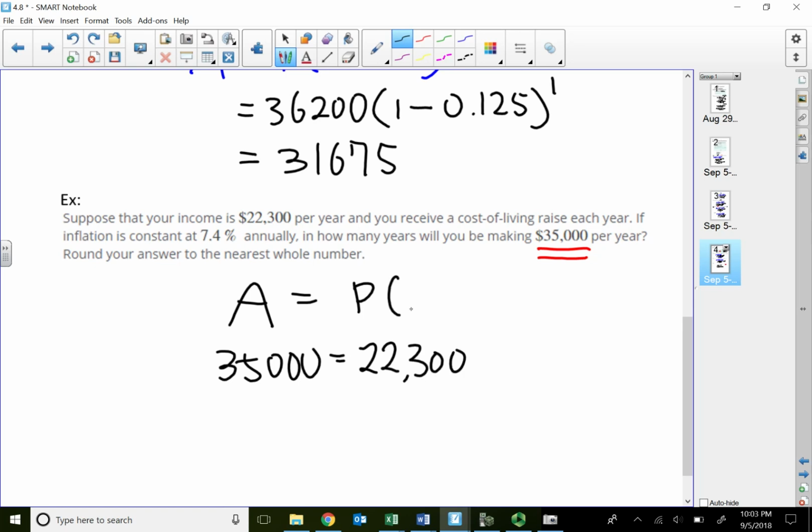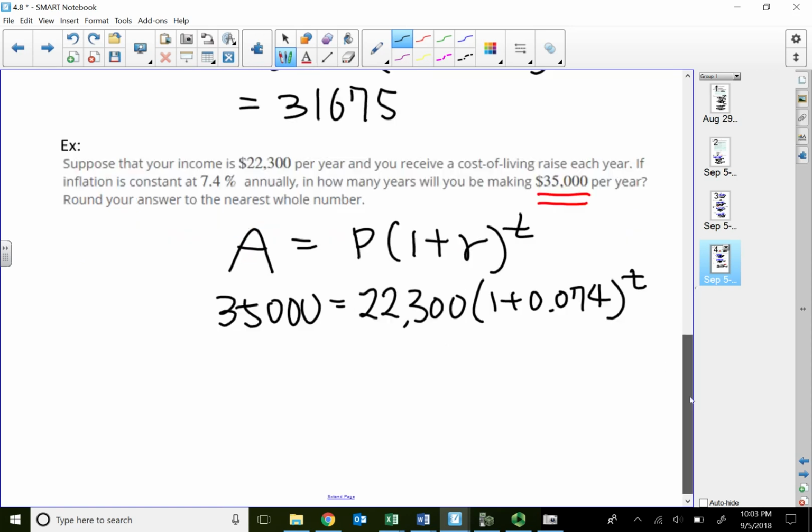300 times 1 plus r, because this is inflation, so that will be 1 plus 0.074, right? r is 7.4%, 0.074, raised to the t power. Okay, in how many years? So the question is asking for this t. Round your answer to the nearest whole number.